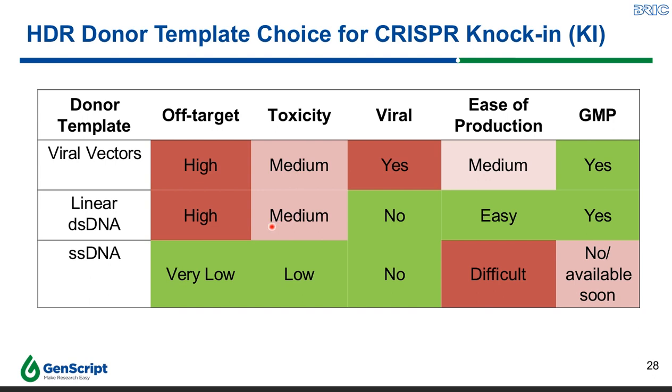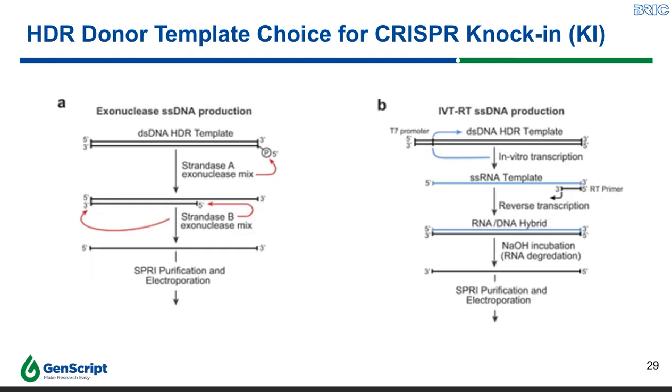In contrast, the single-strand DNA seems to be beneficial compared to these two platforms due to its low off-target rate and low toxicity. But the only drawback of using ssDNA is that the production was difficult. The reason that I say it was difficult to generate is because in the past the technology to synthesize a long ssDNA was not available, and therefore the production of ssDNA was through two different pathways.